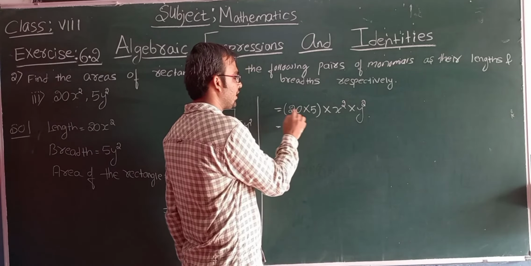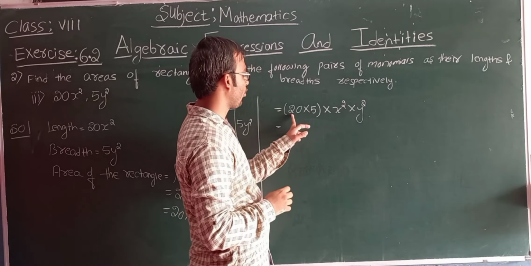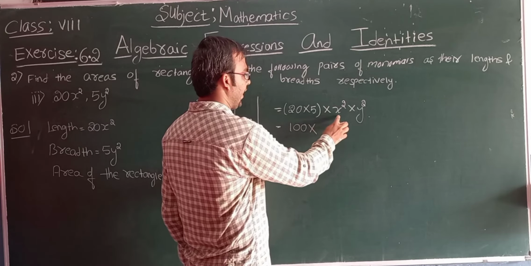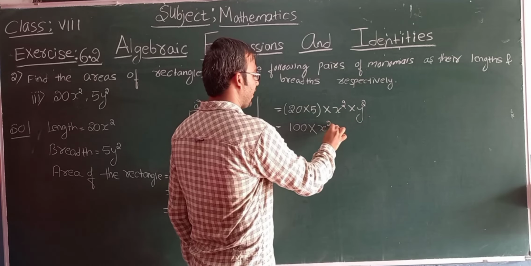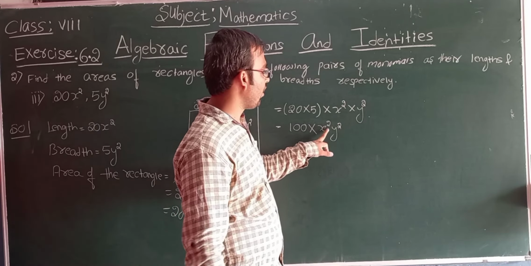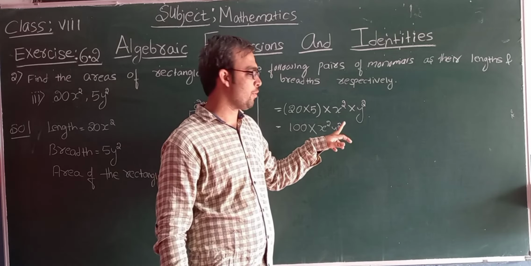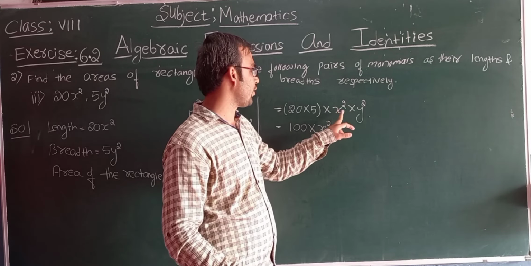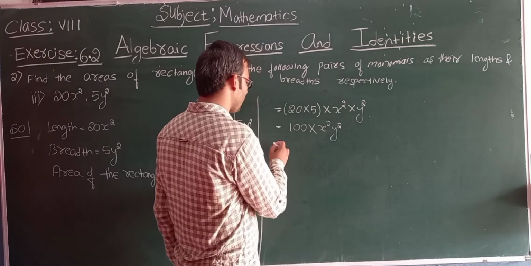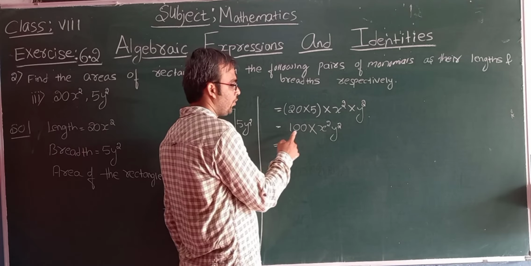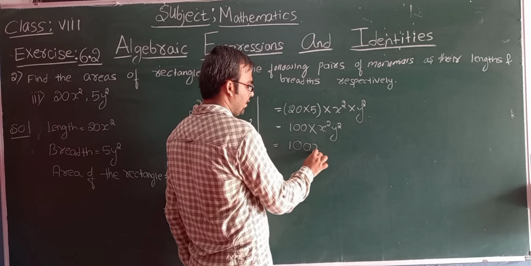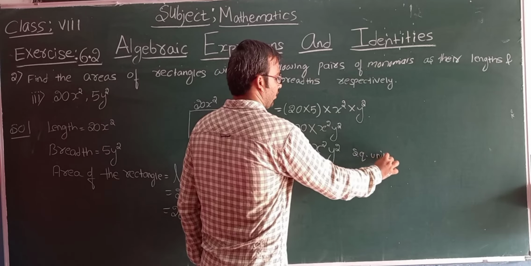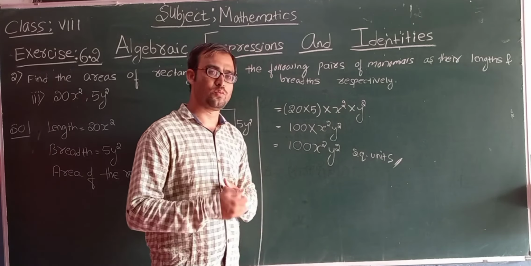Both the sides plus only is there, so plus will be there. 25 is a 100 into x square into y square will be x square y square. Here we will not get x to the power 4 y to the power 4, because these two are different variables. So both the sides plus is there, so 100 x square y square, and you can write square units. This is the solution for the third problem.